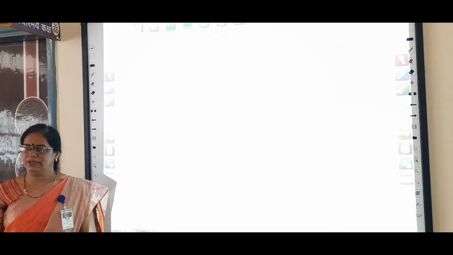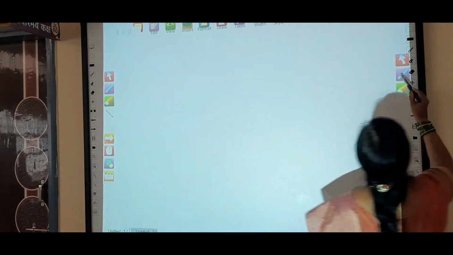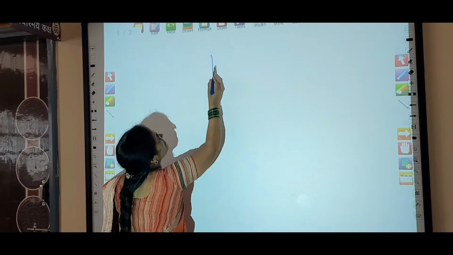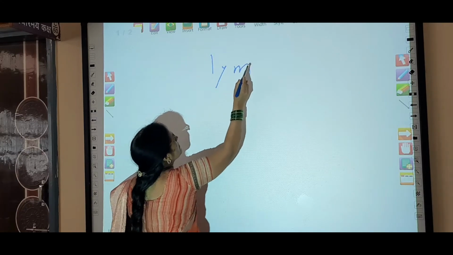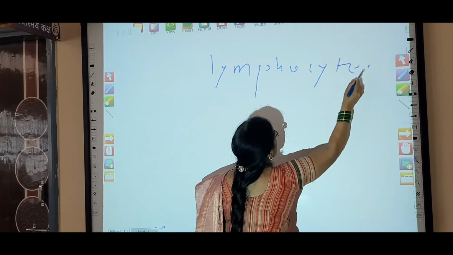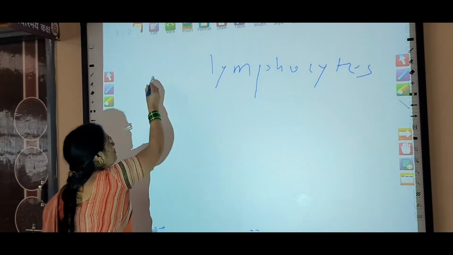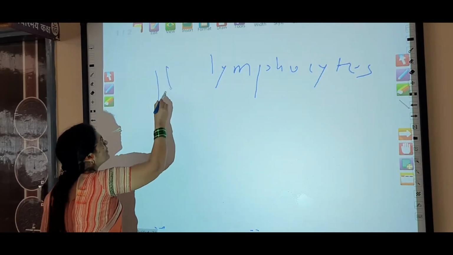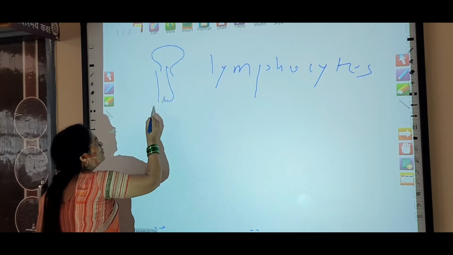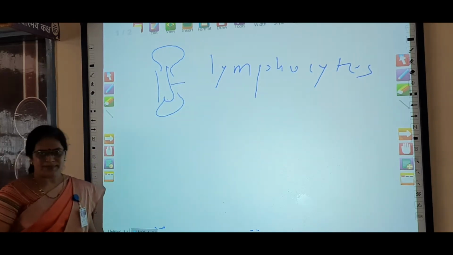So now we are going towards the lymphocytes. There are different types of lymphocytes, and the lymphocytes are produced in the bone marrow. Look at here, this is the bone marrow. In that bone marrow, lymphocytes are produced, and especially in the stems.